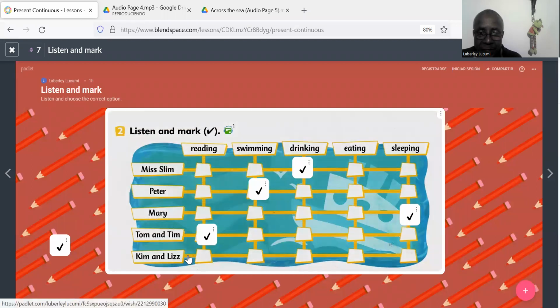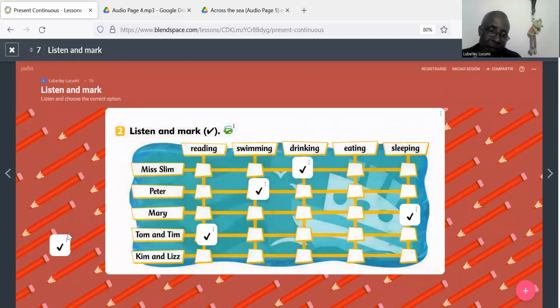Kim and Liz, they what? They're eating, yeah, they're eating pizza. Okay, that's okay. They're eating pizza. Yeah, good job, my dear students. Good job. Okay, excellent listening skill. Yeah, that's pretty good. That's the idea, to improve your skills, your English language skills. Okay, that's good. Let's continue.